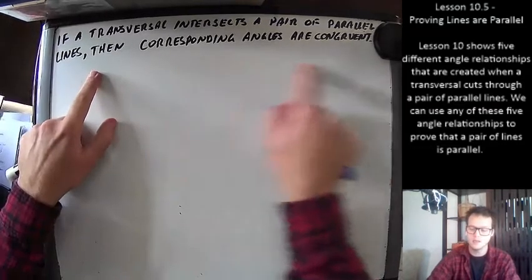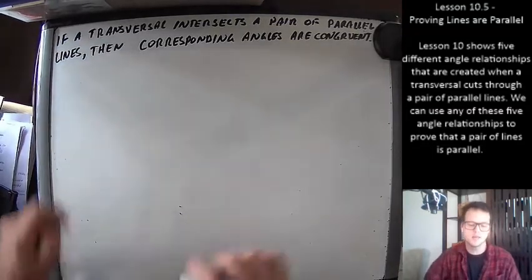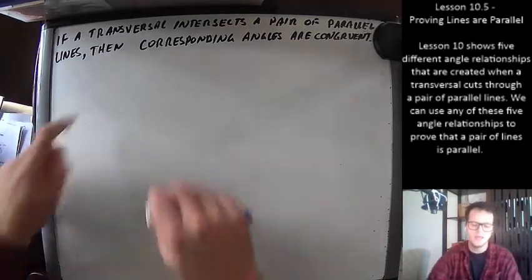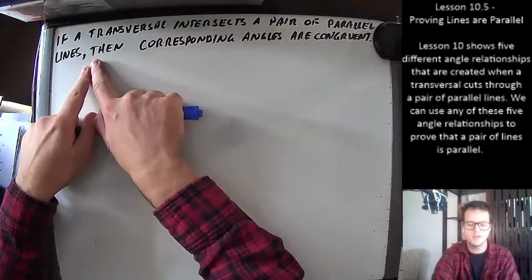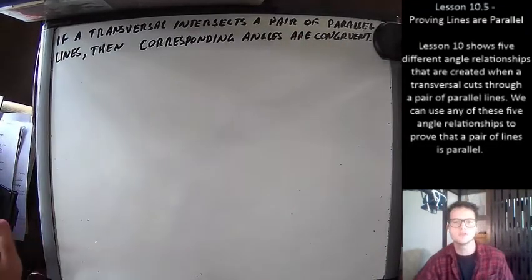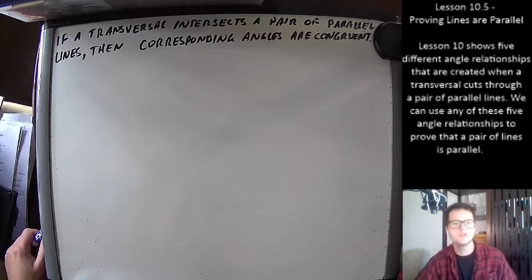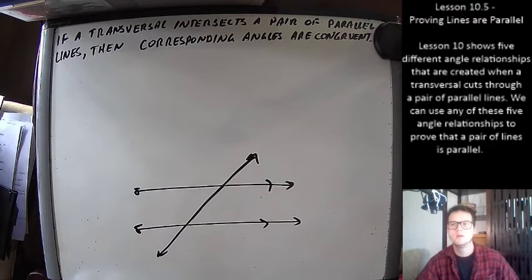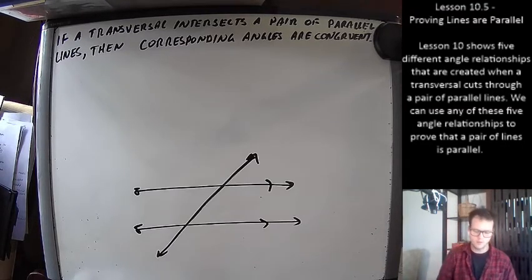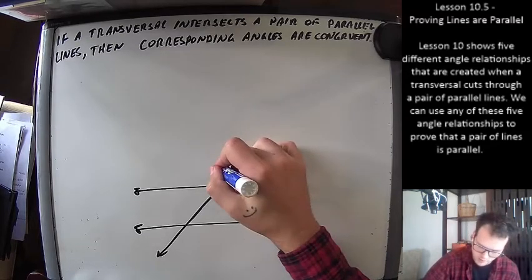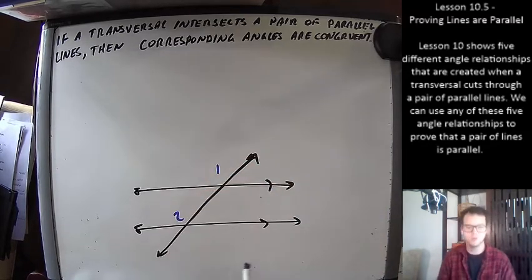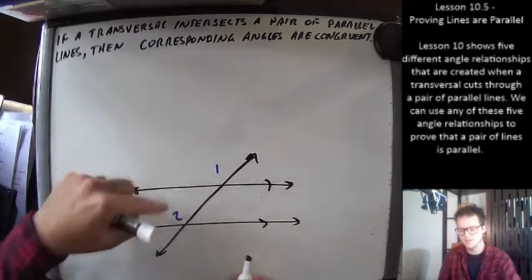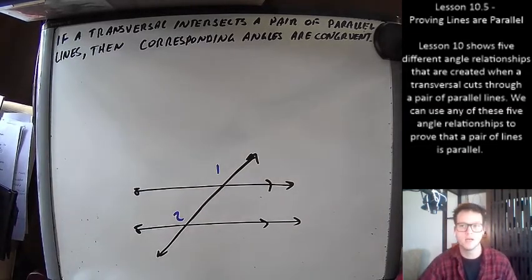So here's something we talked about last time, but I put it in the form of a conditional statement. It says, if a transversal intersects a pair of parallel lines, then corresponding angles are congruent. We know that's true because all corresponding angles, when a transversal intersects parallel lines, are indeed congruent. As a quick reminder, corresponding angles would be angles such as 1 and 2 in this case. They are both on the same side of the transversal and they have the same relationship with their respective parallel line. We know that they're congruent even though we don't know their angle measures yet.